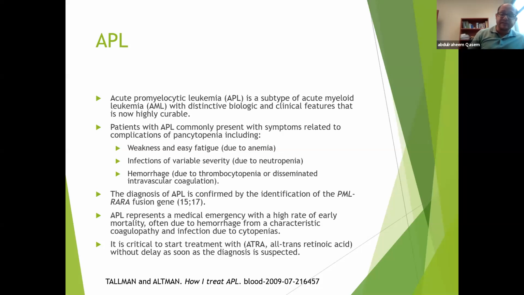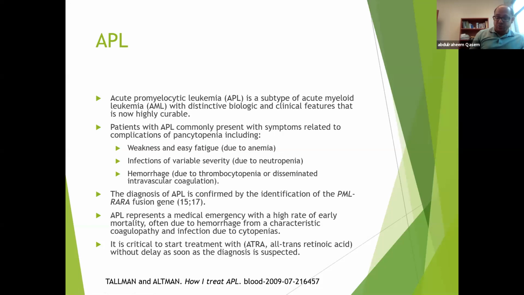The treatment for this is to use all-trans retinoic acid, ATRA, and that works specifically on the target of this PML-RARA and enhances the differentiation of the cells. So instead of that differentiation arrest at promyelocytes, they start forming more myelocytes and metamyelocytes, and it goes into the rest of the neutrophilic series.